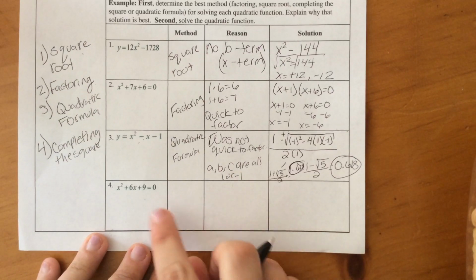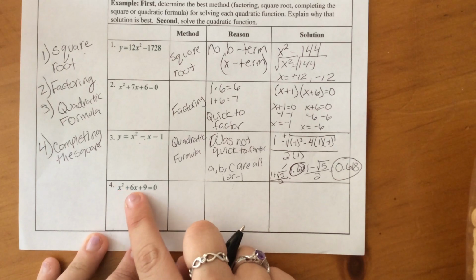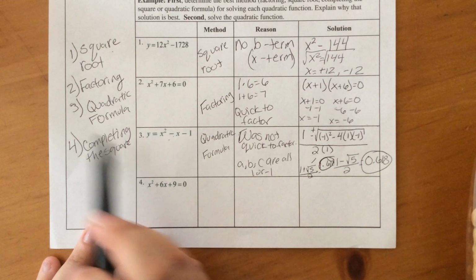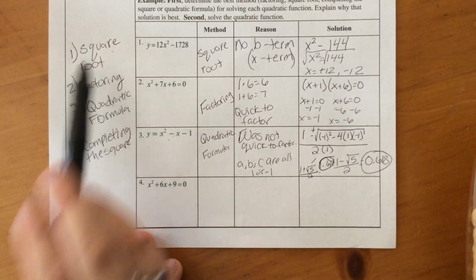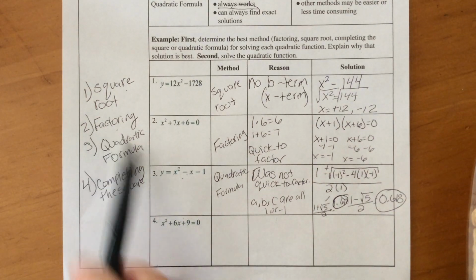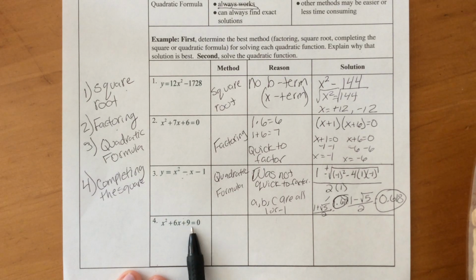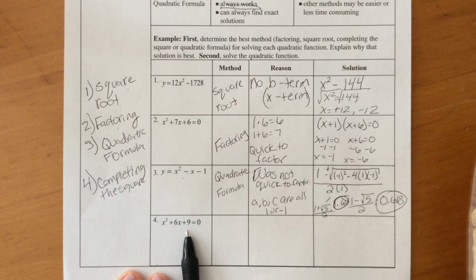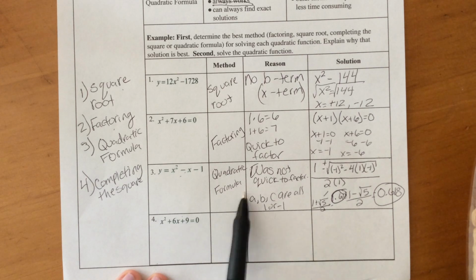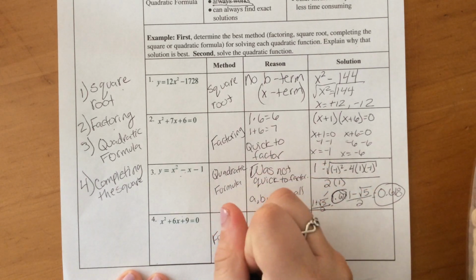Okay, and then my last problem, x squared plus 6x plus 9 equals 0. Once again, I have a b term, so I can't use the square root, because it's quick to use when there's no x term, no b term. We go ahead and factor. I think about what multiplies to 9 and adds to 6. Well, what multiplies to 9 is 1 and 9. Add those together, I get 10. I know 3 times 3 is 9, and 3 plus 3 is 6. So I know factoring can work real quick.